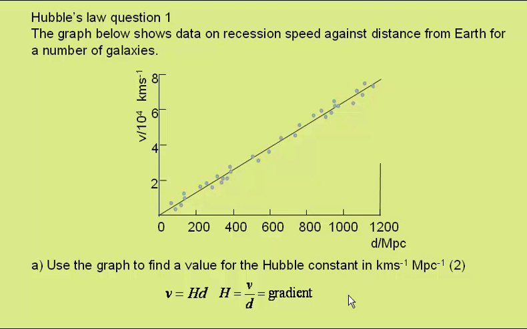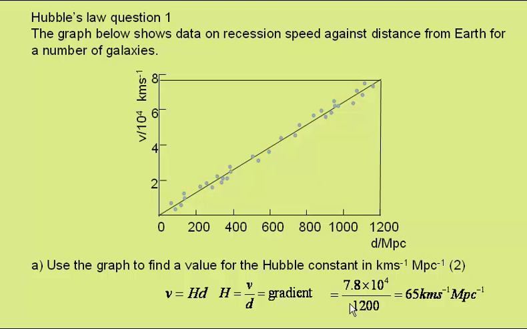Putting lines on to find this out, our change in x then will be 1200, the change in y about 7.8. So we can put the numbers in. Gradient is 7.8, not forgetting the times 10 to the 4, divided by change in x of 1200 megaparsecs, giving a Hubble constant of 65 kilometers per second per megaparsec.